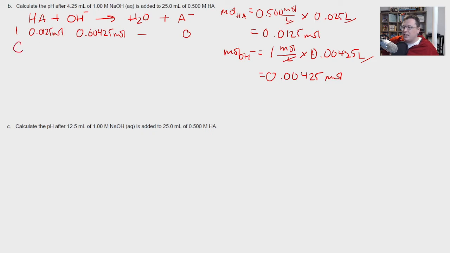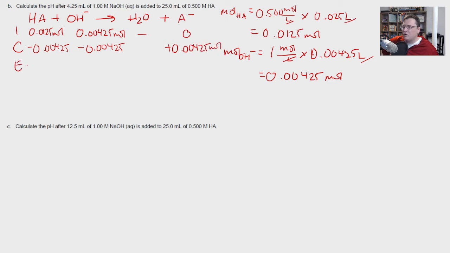So the next thing is the change. Looking at the HA and OH minus, we consider this reaction to go to completion. We can see that the OH minus is the limiting reagent, so that's going to be completely consumed. We're going to lose 0.00425 moles of HA. We're going to lose 0.00425 moles of OH minus, and then we're going to gain that number of moles of A minus, so 0.00425 moles of A minus.